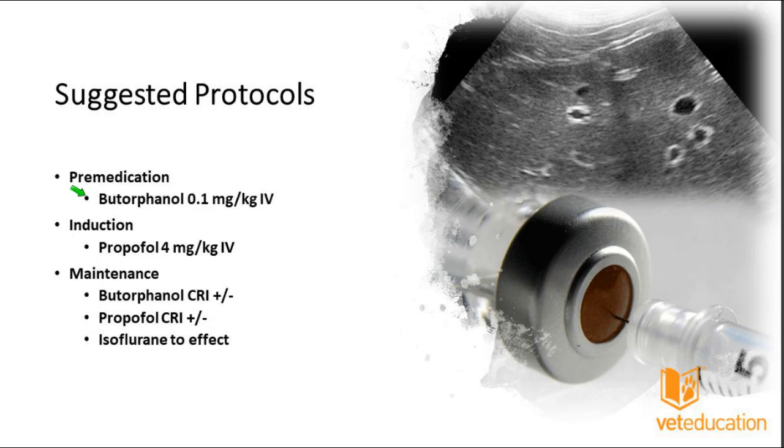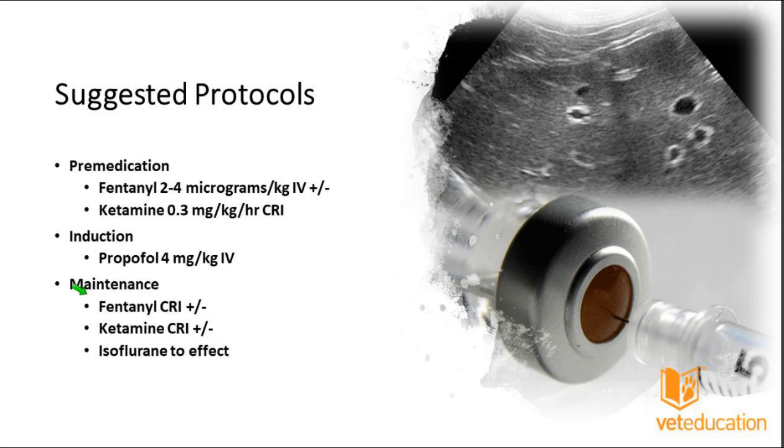We mentioned butorphanol before, and we certainly can use that. We can then induce with propofol, and you can maintain your patient on butorphanol CRI plus propofol and isoflurane to effect as well. This is what I would do for a relatively minor procedure, butorphanol not being a terribly good analgesic. You could use fentanyl and ketamine if you had a very painful thing to do, if your patient was painful as part of their pre-existing illness.